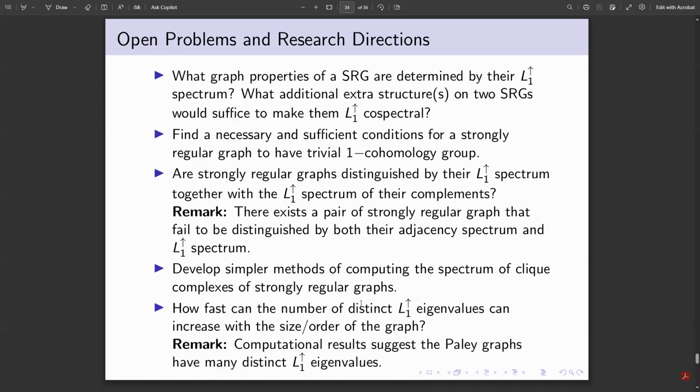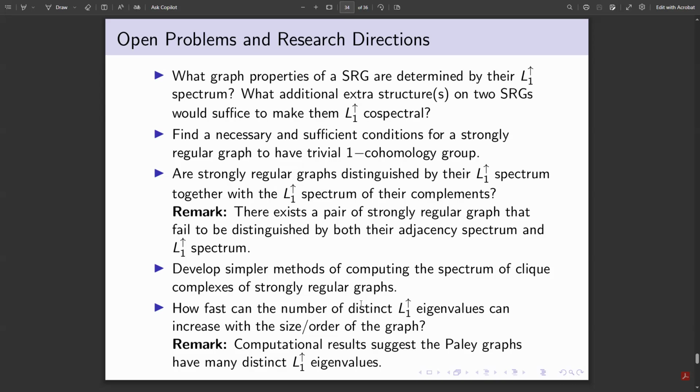I want to finish by telling you a little more about what we think is worthwhile to study in this field. First of all, from the L1 up spectrum you can deduce certain parameters. For example, the lambda parameter can be obtained from it, and the product of the V and K parameters can also be obtained from it. But what other graph properties are determined by the L1 up spectrum, in particular for strongly regular graphs? Is it true that they always contain at least as much information as the L0 up, which is the usual graph Laplacian? We don't know. Also, if you have 2 strongly regular graphs with the same L1 up spectrum, what can you add to make the 2 graphs isomorphic? What is sufficient alongside the L1 up spectrum to make 2 strongly regular graphs isomorphic?